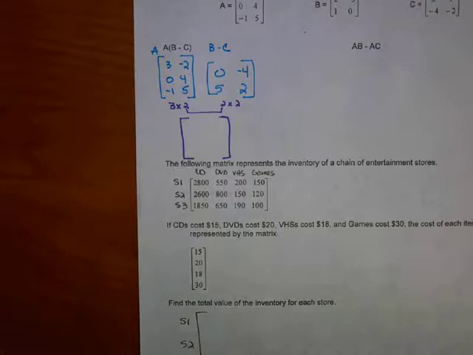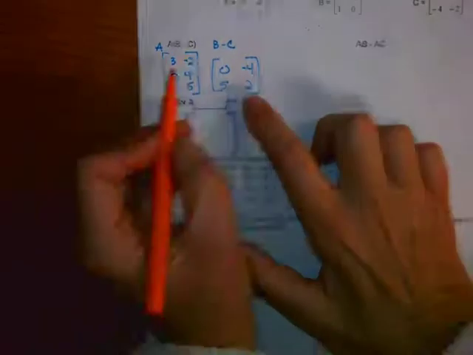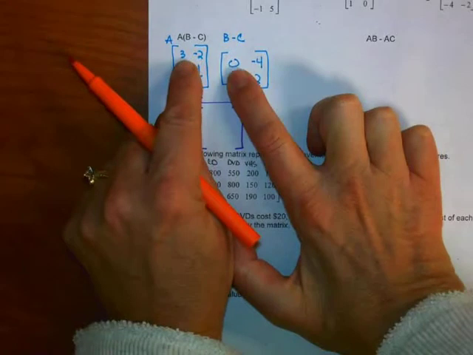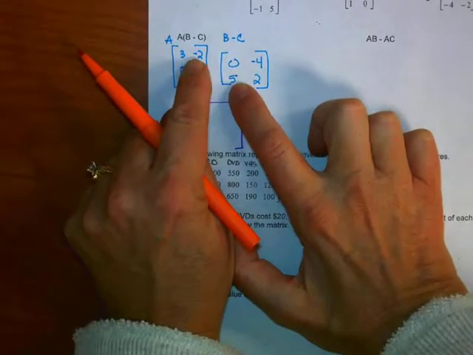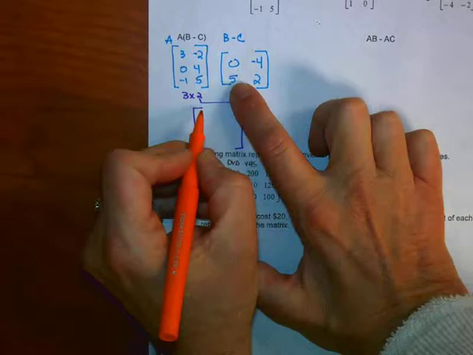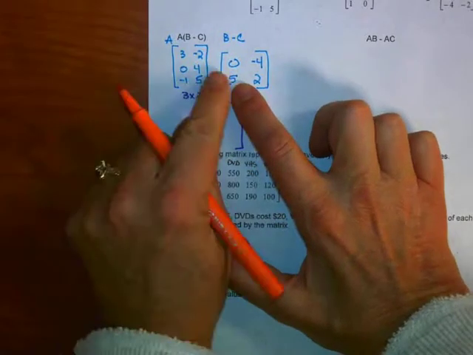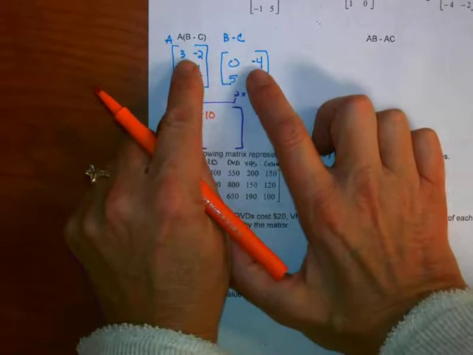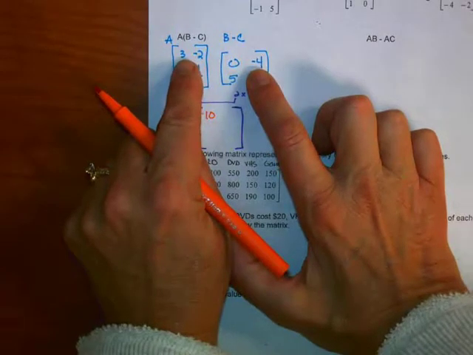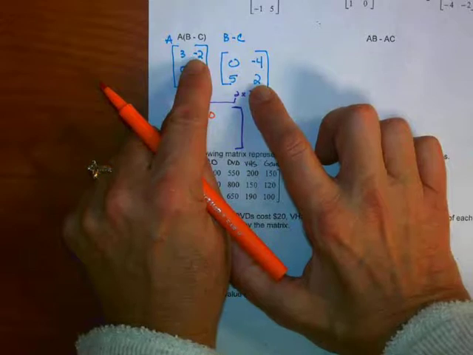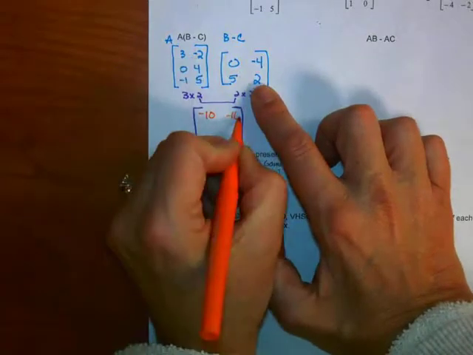Okay, so now row by column, row by column, okay? So I'm going to do the first row and the first column. 3 times 0 is what? 0. Plus negative 10. So my first element is negative 10. That's pretty easy. First row by second column. 3 times negative 4 is what? Negative 12 plus negative 4, negative 16.